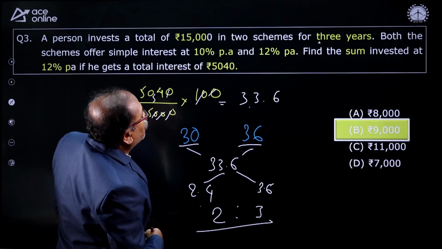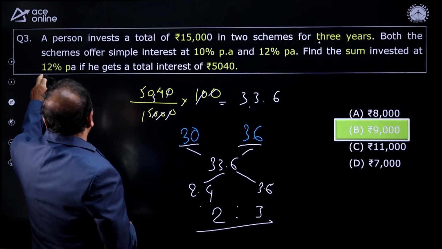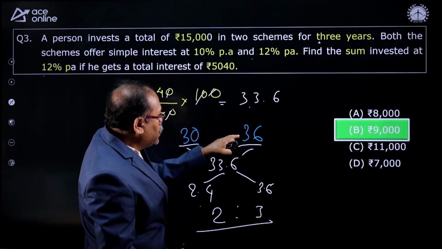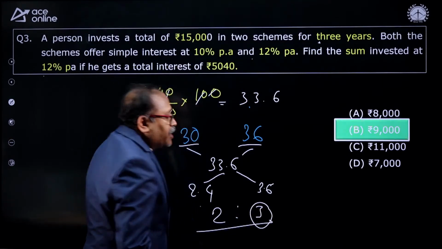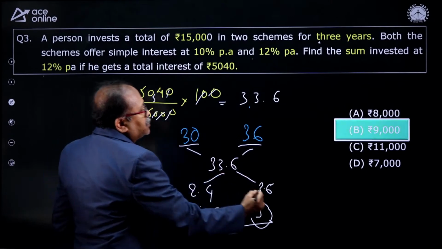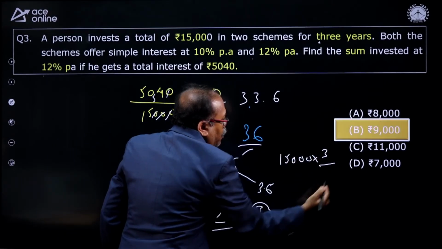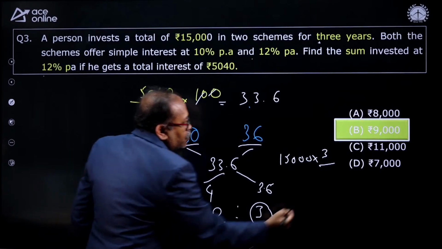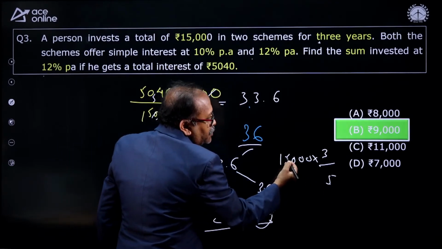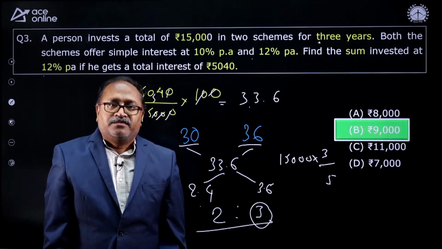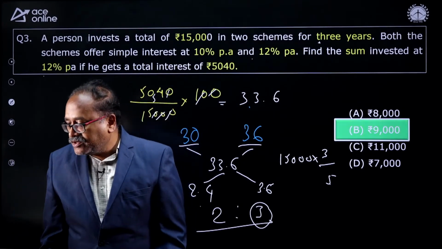So I need to find the investment at 12% per annum. Which one is at 12% per annum? The second one. That means I need the three parts. So let's calculate the three parts. We have the 15,000 over here. Now 15,000 into 3, out of how many parts? 3 plus 2, which is 5. And 15,000 into 3 by 5 is 9,000. So my answer is 9,000.